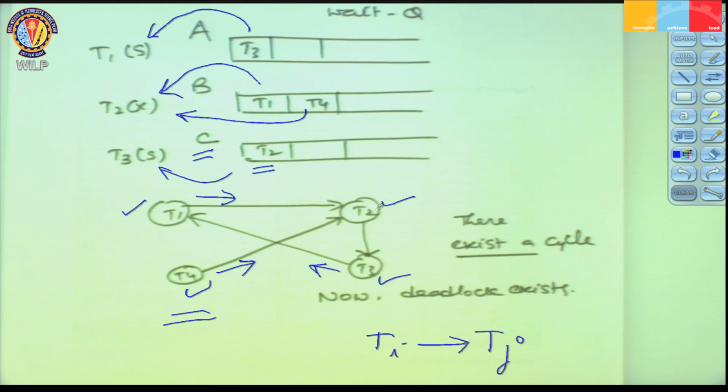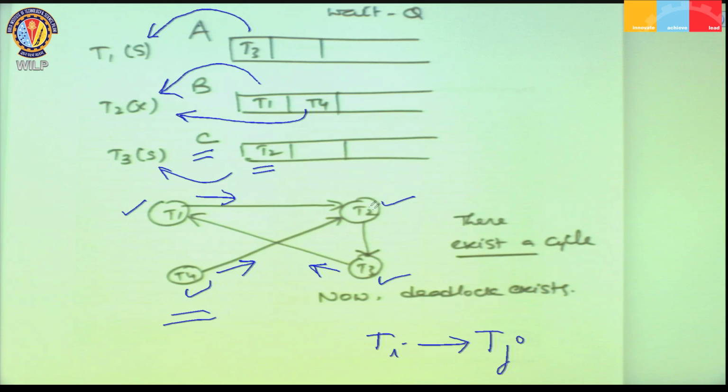There is an edge from T2 to T3. From T3 to T1 I have an edge. From T1 to T2 again I have an edge. So, it is a cycle. Hence, there exists a cycle in the wait for graph. Now, I can declare that this will lead to a deadlock situation.